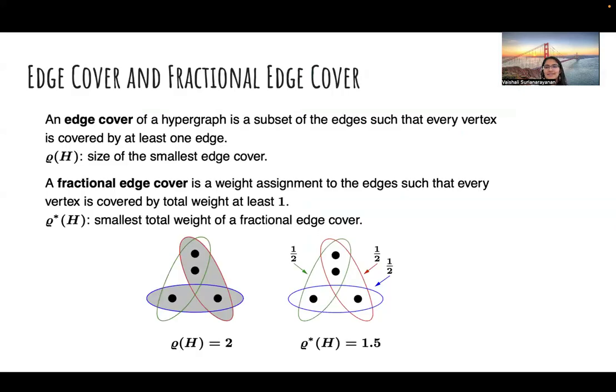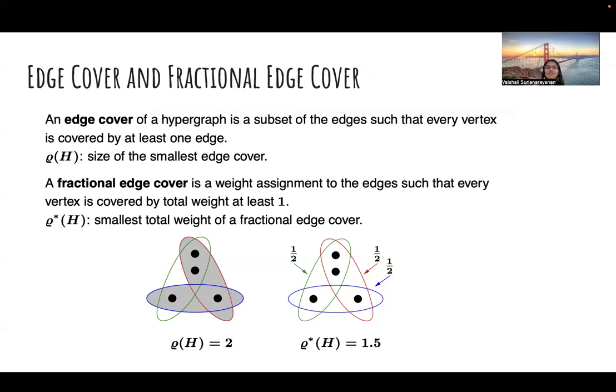For defining these three notions, we require the definition of edge cover and fractional edge cover. So what is an edge cover of a hypergraph? The edge cover of a hypergraph is a subset of edges such that every vertex is covered by at least one edge. In this given example, the gray edges form an edge cover of the hypergraph because every vertex is contained in one of the gray edges. And a fractional edge cover is a weight assignment to the edges such that every vertex is covered by a total weight of at least one.